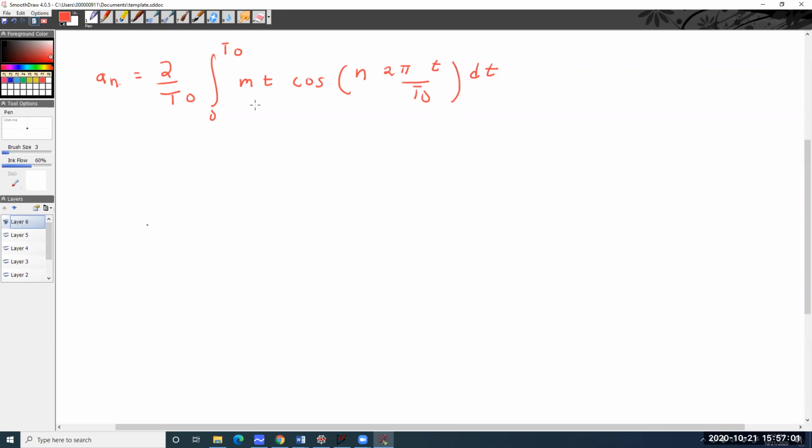So that's x of t. We're finding cosine, right? The average of cosines. And let's just kind of redraw that a bit.